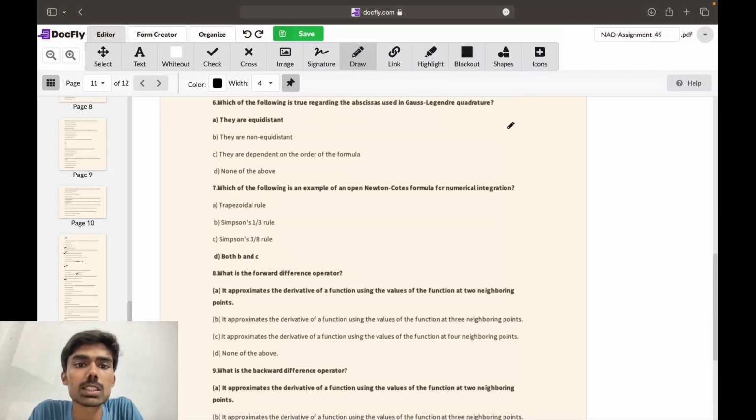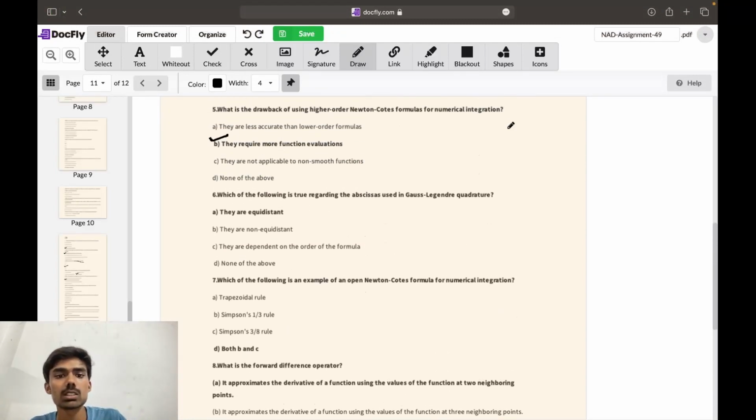Now for question number 6, we have: what is true regarding the abscissas used in Gauss Legendre quadrature? Abscissas are nothing but values of x, and in questions related to Gauss Legendre quadrature, they are always equidistant. The values of x are always equidistant, so here option A is the right answer.